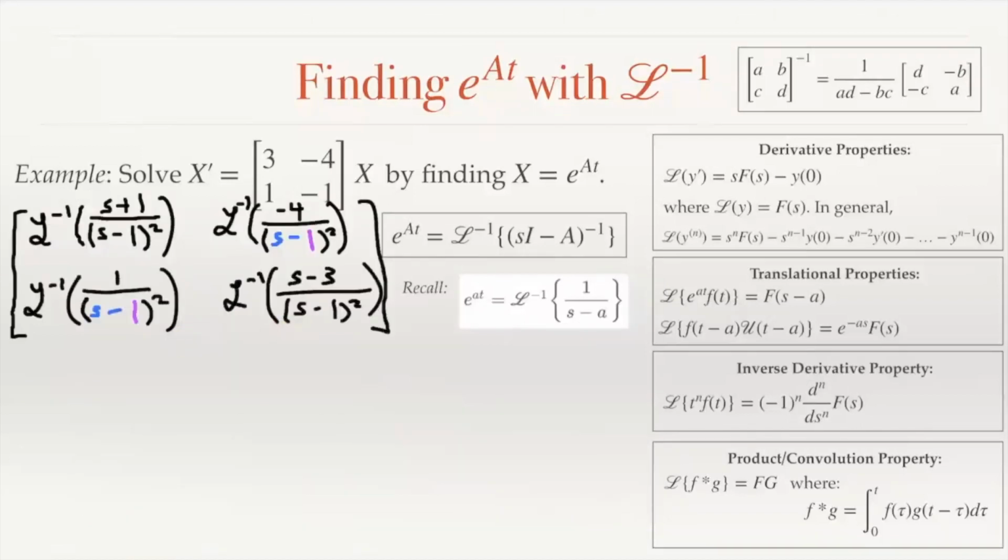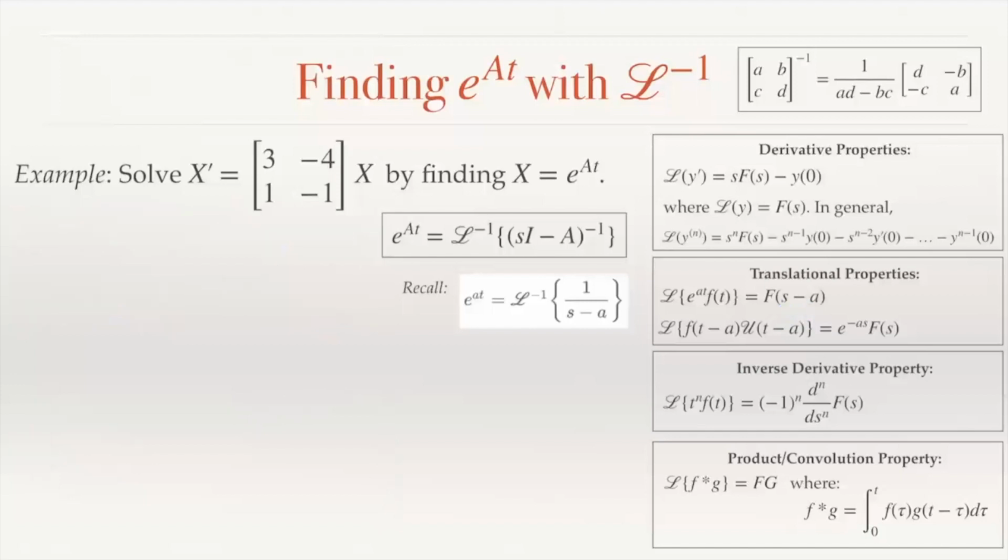I color-coded these two because those are a direct application of this first translation property. Just like in the previous example, 1 over s squared becomes just t, and this will be t e to the t. This guy, that minus 4 is just a scalar, we can pull it out, and it's negative 4 t e to the t. For the upper left and lower right, we need to do some work. Let's work on those over here.